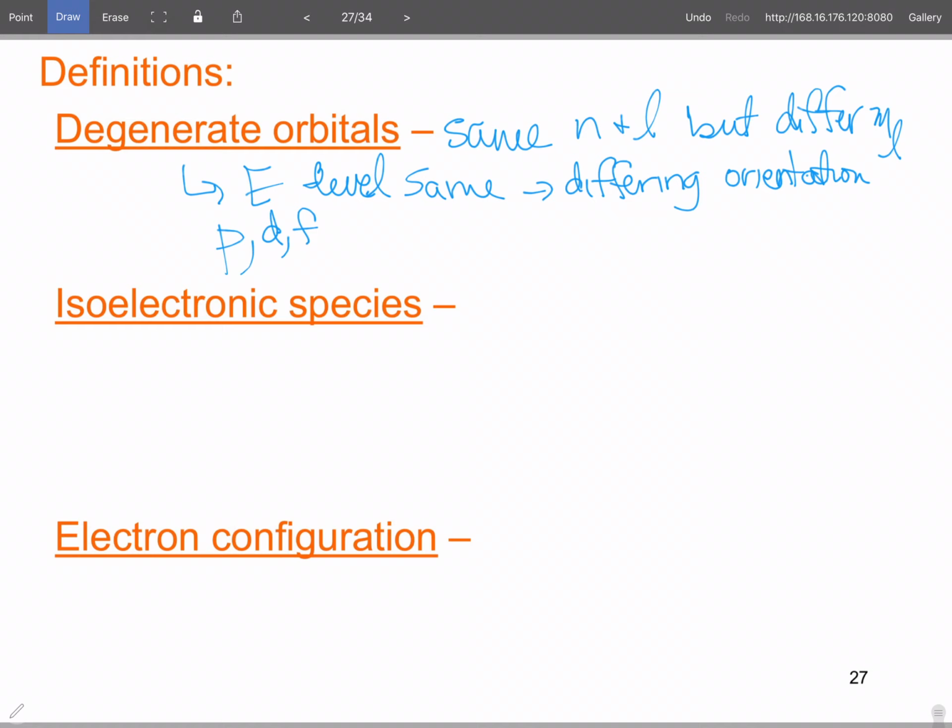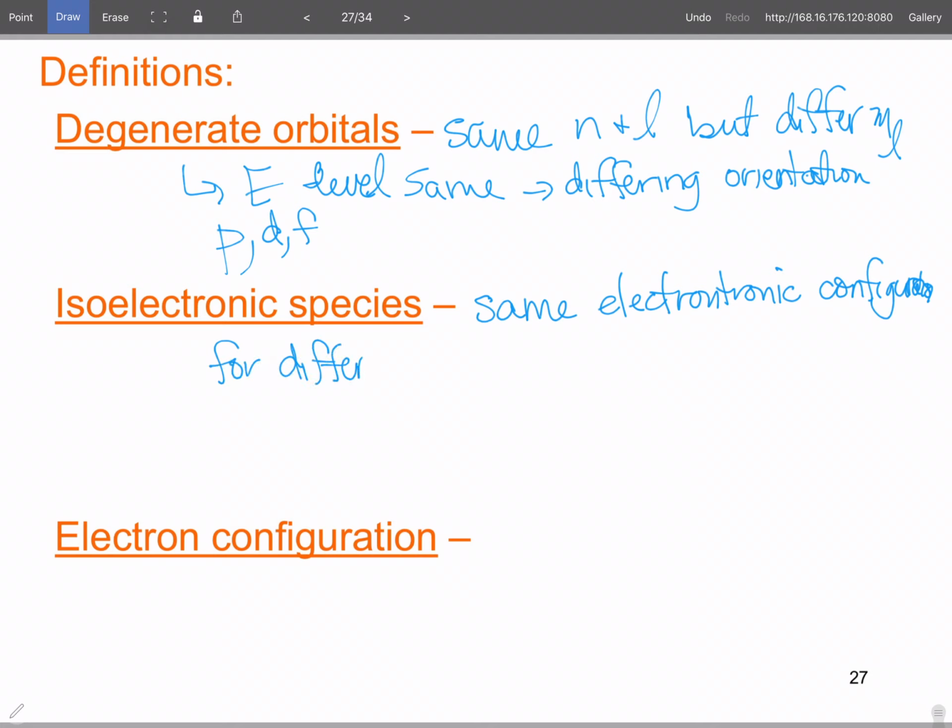Isoelectronic species are species that have the same electronic configuration for different species, and we'll go through a variety of these. And they're not going to be electrons or atoms. You're not going to have 2 elements that have the same electronic species. You're going to involve ions, etc.